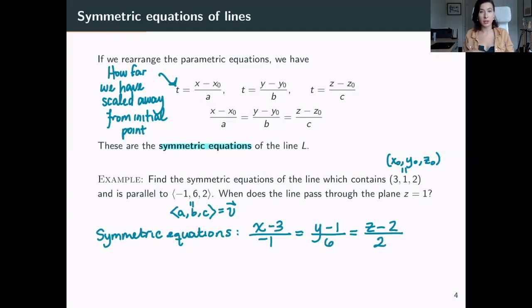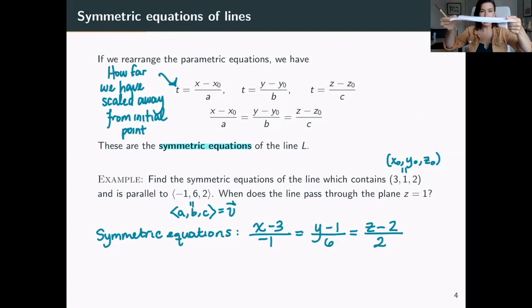The next part of the question asks us to find the point at which the line passes through the plane z equal to 1. So suppose that this pencil represents my line. Obviously, it's not really long enough to help us here, but imagine that this is my line. It has some kind of slope, and we could imagine that this piece of paper could be my plane z equal to 1.